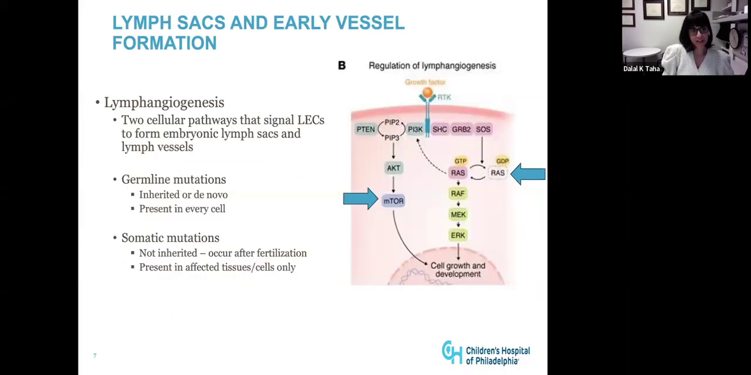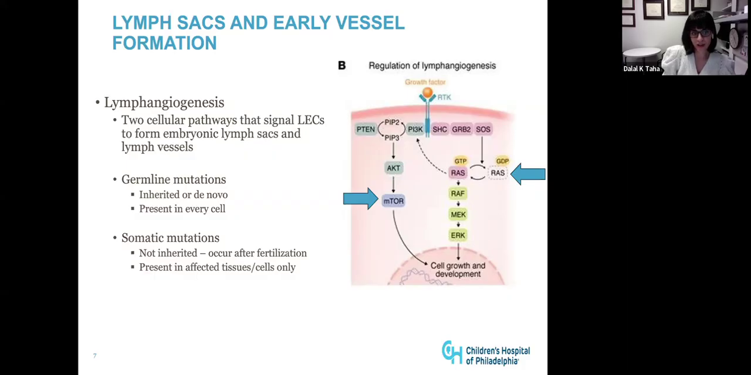So just to get a little deeper into lymphangiogenesis, there are two main cellular pathways that signal the LECs to form the embryonic lymph sacs and lymph vessels. And these pathways continue to be active even after birth. And so I'm going to spend some time later on in the talk when we talk about targeted therapies, but just to introduce them now, it's the mTOR pathway and the RAS pathway.